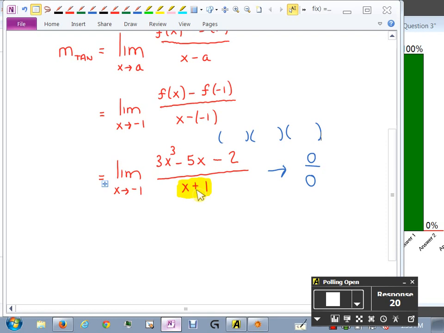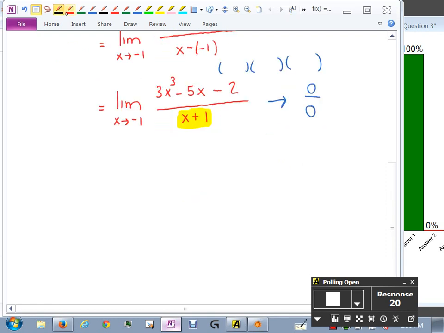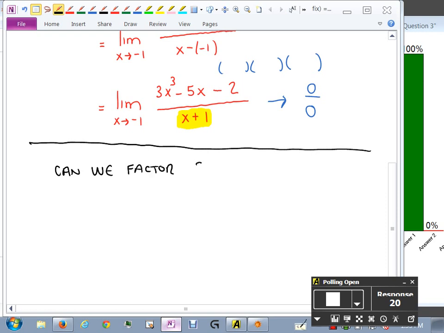So now you're faced with a question here, and I'll stop for a second. I'll say we, I'll include myself in this. Can we factor 3x cubed minus 5x minus 2? Yes or no?